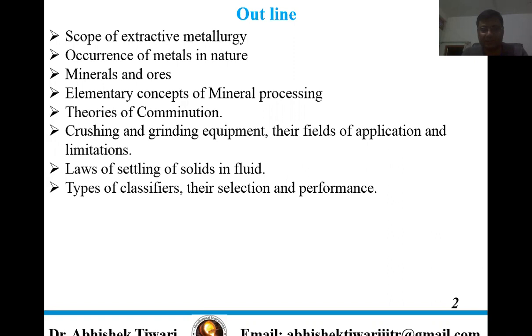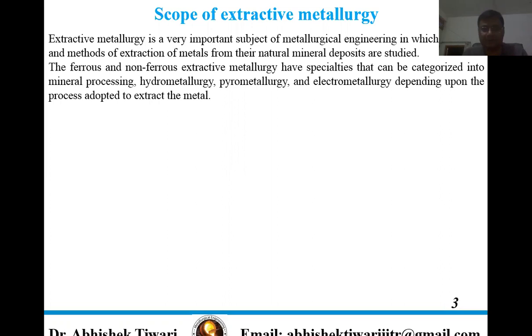So what is the scope of extractive metallurgy? Basically, extractive metallurgy is a very important subject of metallurgical engineering in which processes and methods of extraction of metals from their natural mineral deposits are studied. The ferrous and non-ferrous extractive metallurgy have facilities that can be categorized into mineral processing, hydrometallurgy, pyrometallurgy, and electrometallurgy, depending upon the process adopted to extract the metal.